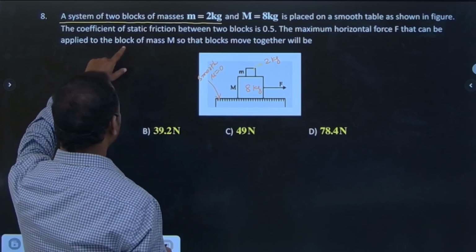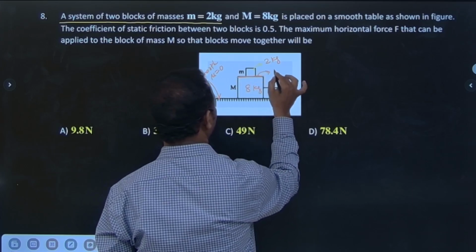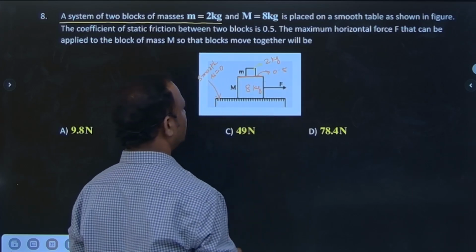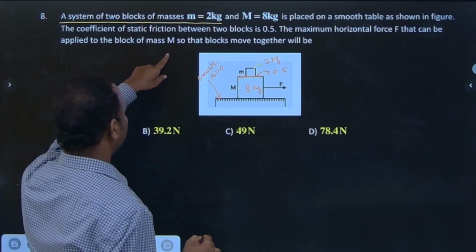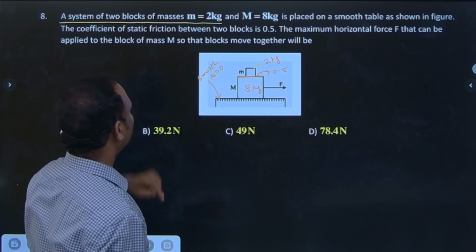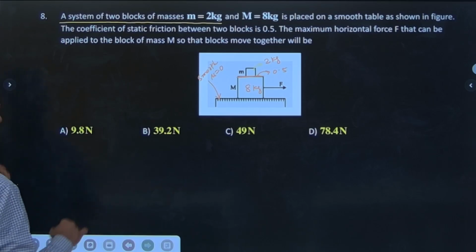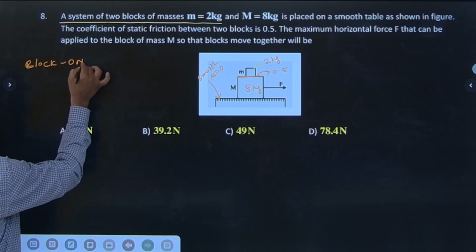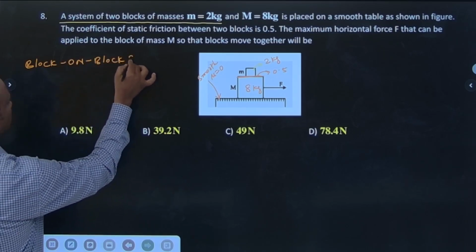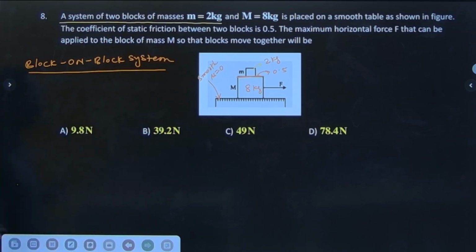So the coefficient of static friction between the two blocks is 0.5. The maximum horizontal force F that can be applied to the block of mass capital M so that the blocks move together. This is a concept based on the block on block system. So be careful, there is no formula as such, so conceptually we need to move.